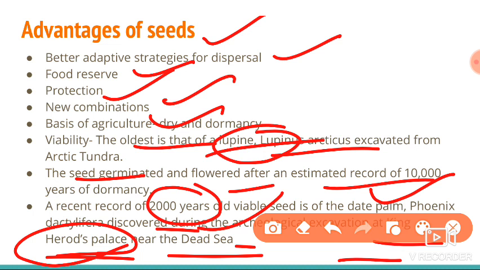And in the next video lecture we'll start with apomixis. Another new concept, apomixis, we will study, and that is, I think, the last bit of this topic. We will discuss that in the next class.